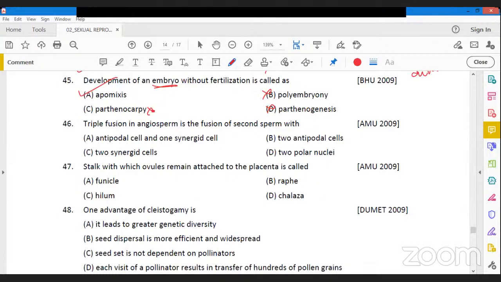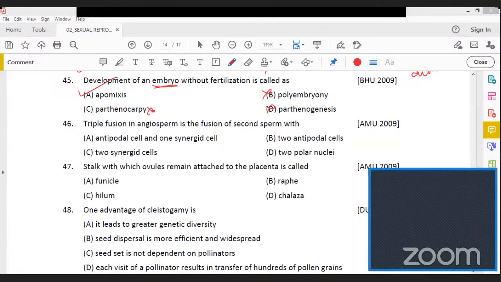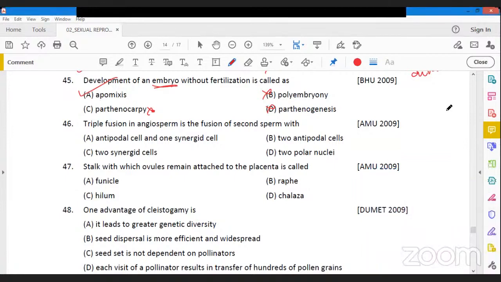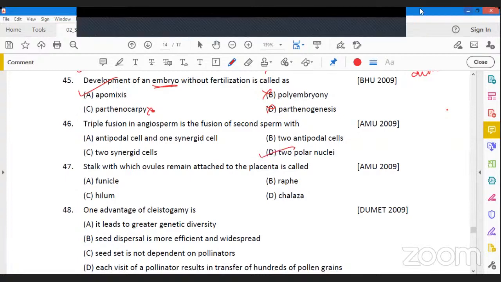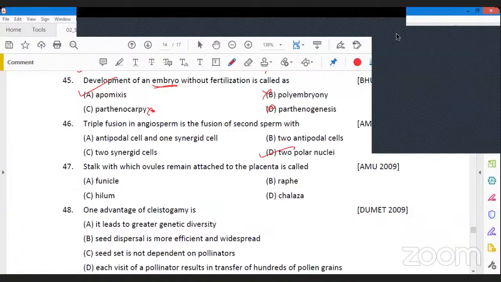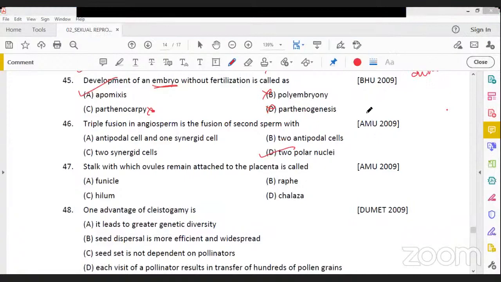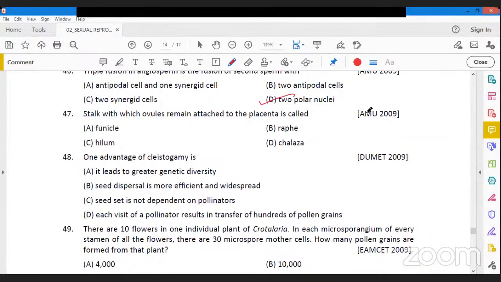Then triple fusion in angiosperms. Triple fusion in angiosperm is the fusion of second sperm with, so the first sperm will fuse with egg. So where will the second sperm fuse? With the 2 polar nuclei. Okay, very good. Then the stalk with which ovules remain attached to the placenta is called funicle. It is called the funicle.